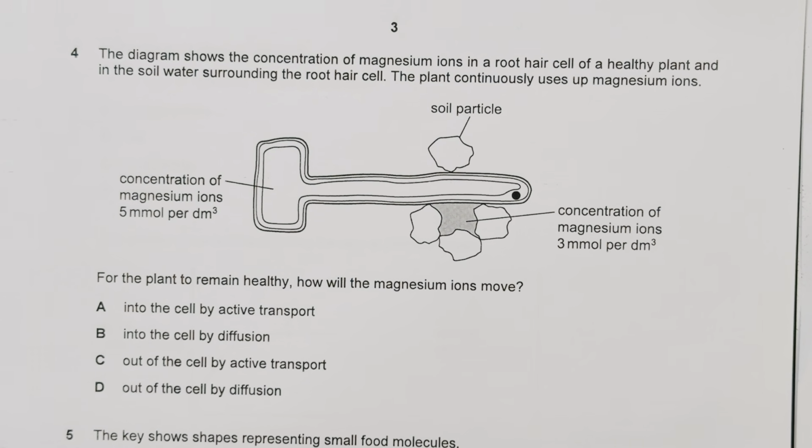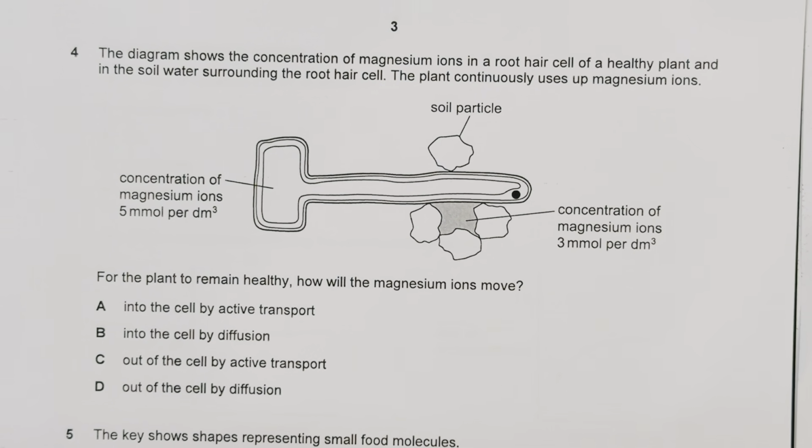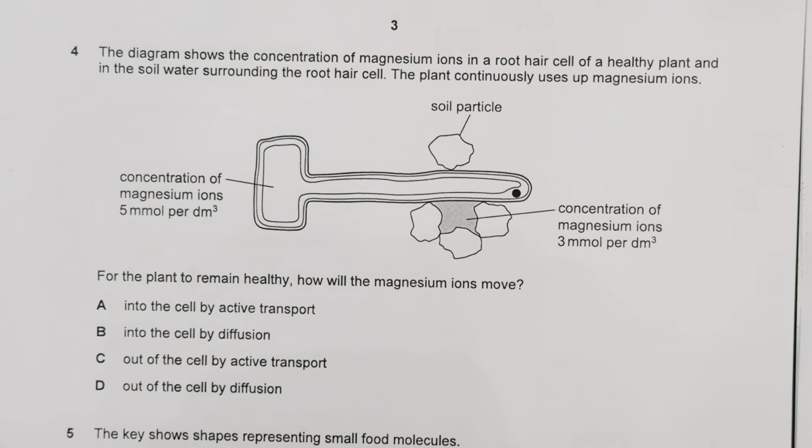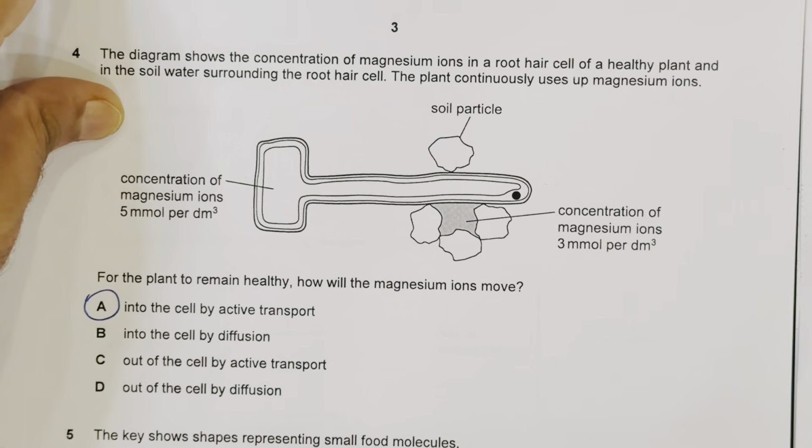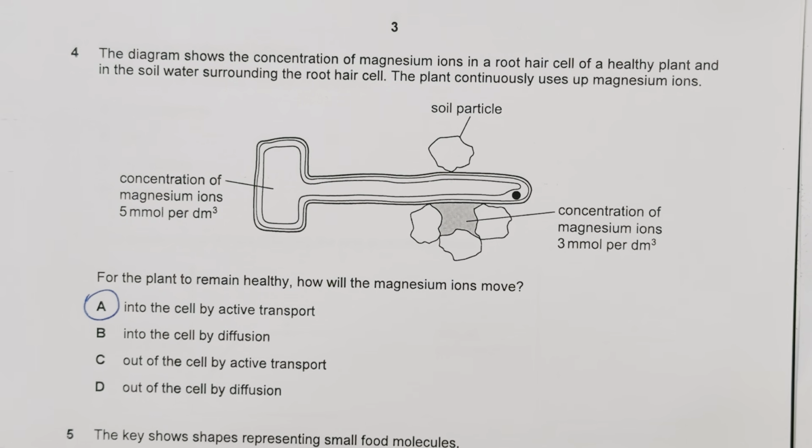For the plant to remain healthy, how will the magnesium ions move? We know that it should be active transport, that it should move from the low concentration to the high concentration. So option number A is carrying it into the cell by active transport, moving from low concentration to high concentration.